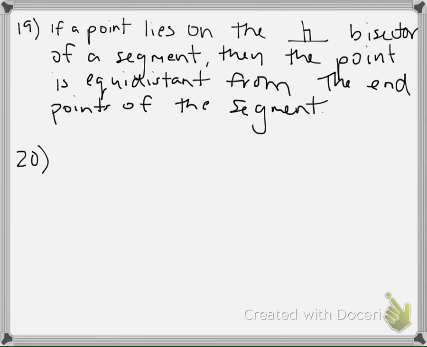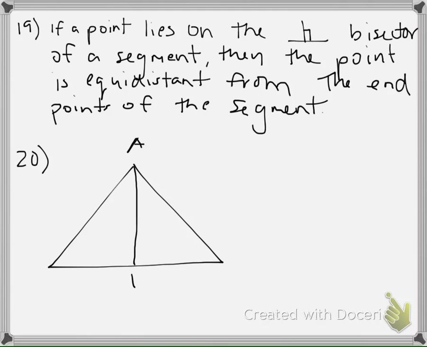Number 20 says triangle ABC and ABD are congruent right triangles with common hypotenuse AB. Write the theorem that allows you to conclude that point B lies on the bisector of angle DAC. So, to begin, I drew out the figure. Triangle ABC and triangle ABD, they share a hypotenuse. And so, for number 20, the same applies. If a point lies on the perpendicular bisector of a segment, then the point is equidistant from the endpoints of the segment.